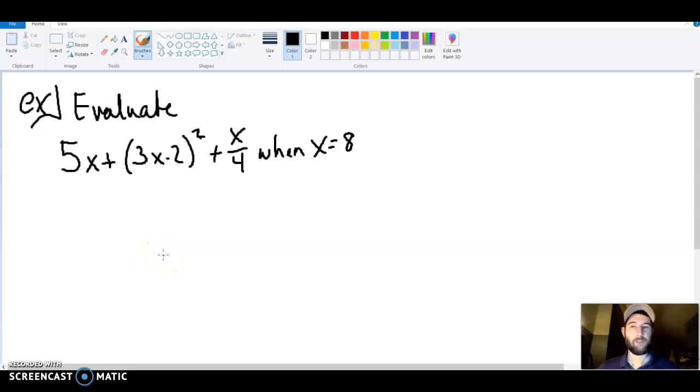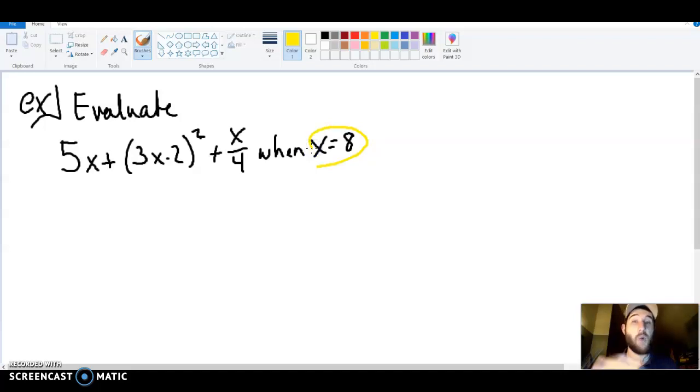Hello everyone. So in this example we're going to look at evaluating. Evaluating just means to reach an answer, especially when you're not solving. To evaluate is basically another word for simplify, and specifically when we're doing it while plugging something in. So here we're plugging in the value x equals 8.